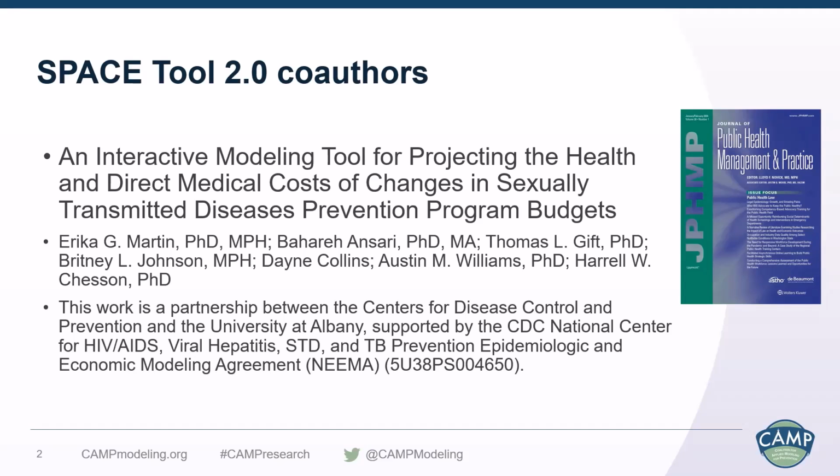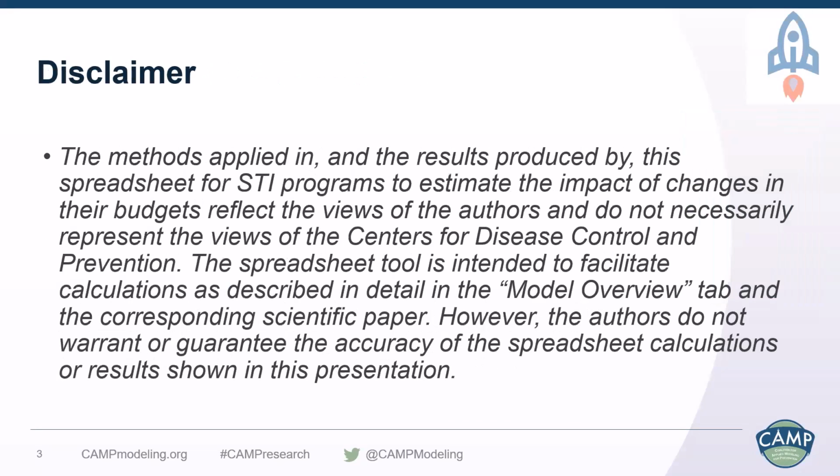Space Tool 2.0 was developed by a team of health economists and project officers from CDC and academic researchers from the University at Albany. This work was peer-reviewed and published in the Journal of Public Health Management and Practice. It was funded through a cooperative agreement from CDC to the Coalition for Applied Modeling for Prevention, a university consortium that develops models in partnership with CDC. As a disclaimer, Space Tool and its underlying methods do not necessarily represent the views of CDC. Its use should be limited to estimating the impact of budget changes as described in the model documentation.